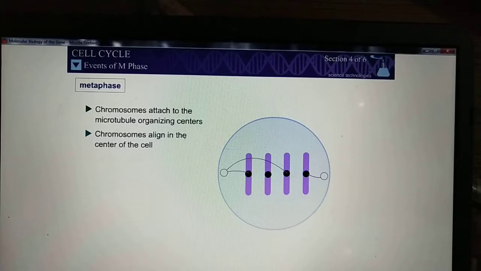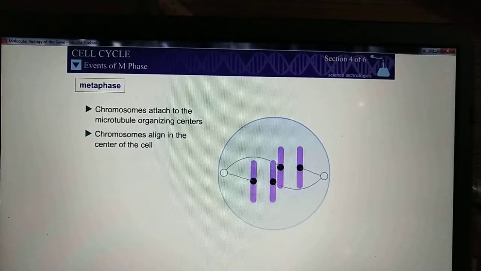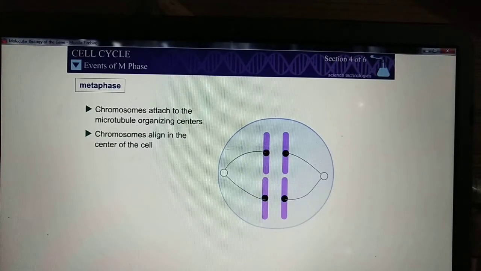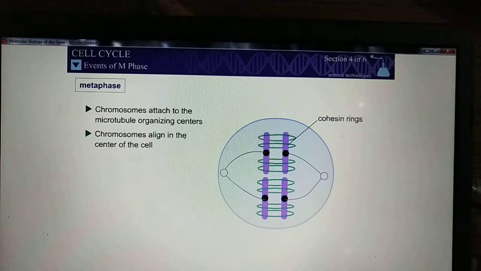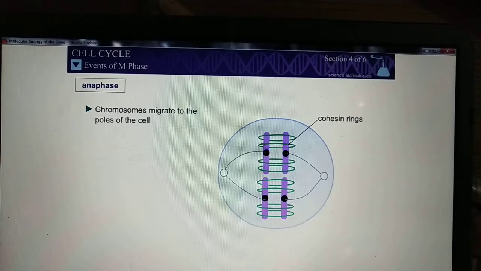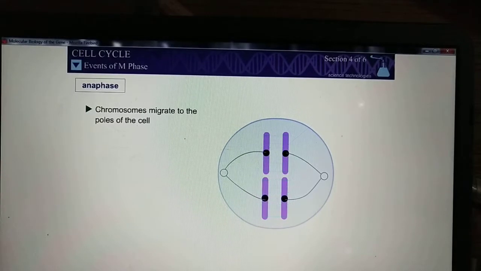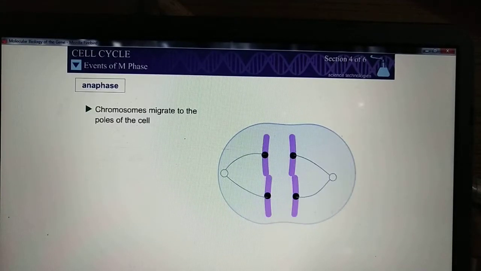The microtubules then begin to pull the sister chromatids toward each pole. However, because the chromatids are still attached to one another by cohesin rings, the chromosomes align in the middle of the cell. In anaphase, the cohesion between the sister chromatids is lost, and the microtubules pull the two sets of chromosomes to the opposite poles of the cell.